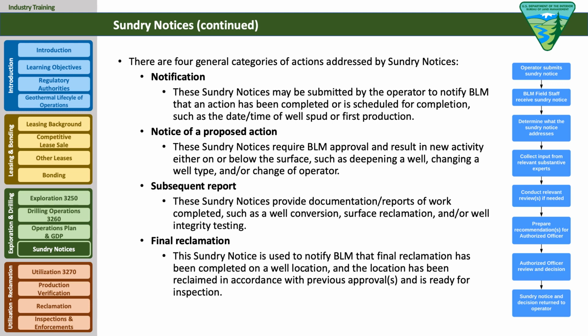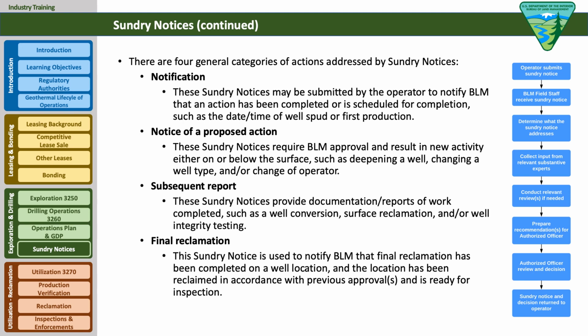There are 4 general categories of sundry notices. The first is a notification sundry. This sundry simply notifies BLM that an action has been or is scheduled for completion. For example, operators submit a notification sundry for the date and time of well spudding, that is, when drilling starts on a new well, or of first production from an existing well.